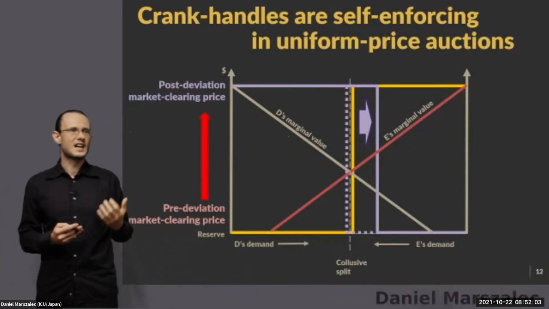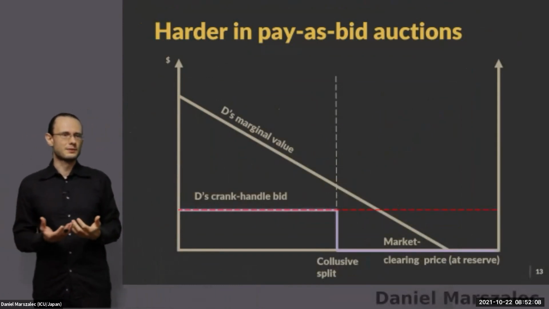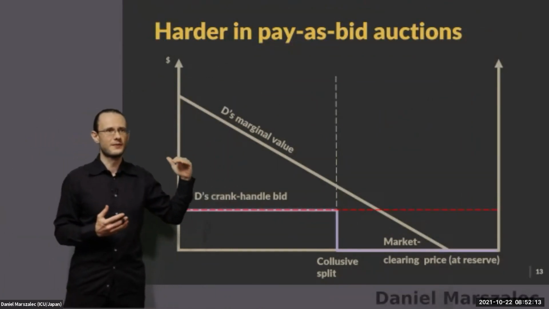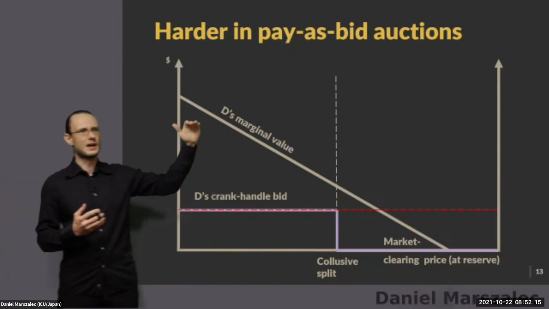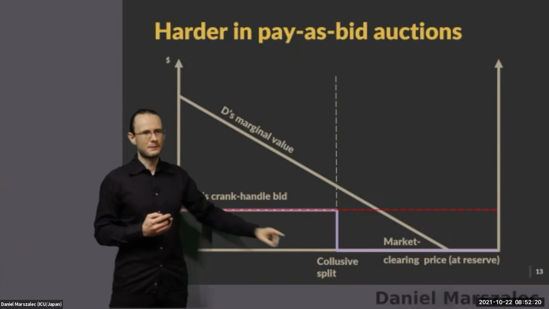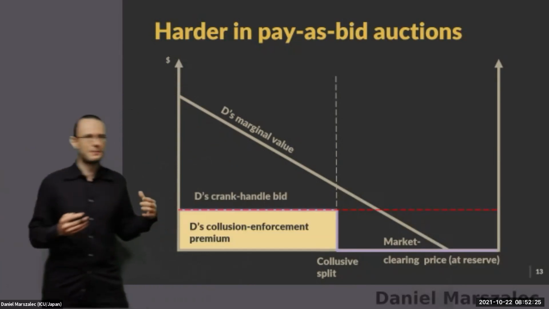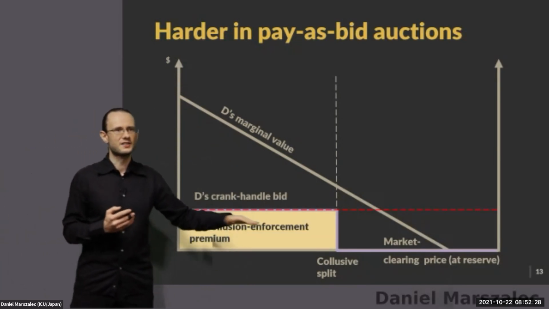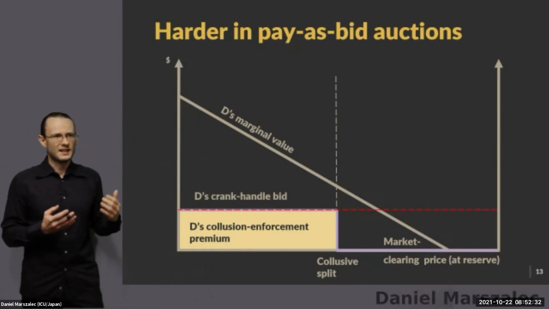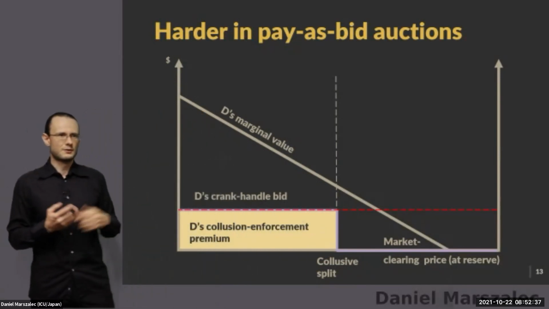Okay, let's look at the other extreme of pay-as-bid pricing. It's harder to collude here for multiple reasons. Firstly, the crank handle always has to be below the marginal value, right? Because if it were above, those bids would be loss-making. Secondly, even if the market clearing price happens here at reserve, both bidders still have to pay this entire area under their crank handle, and we call this the collusion enforcement premium, right? And this is what they have to pay even if the marginal price is at reserve.